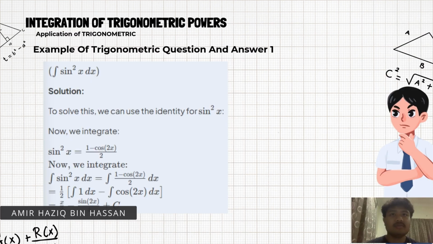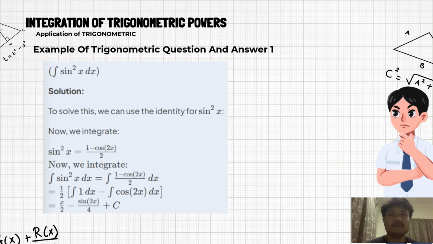This is an example of a trigonometric question, and the question we have here is the integral of sine squared x dx. For this equation, we can solve using the identity for sine squared x. So we can write sine squared x equal to 1 minus cos 2x over 2.